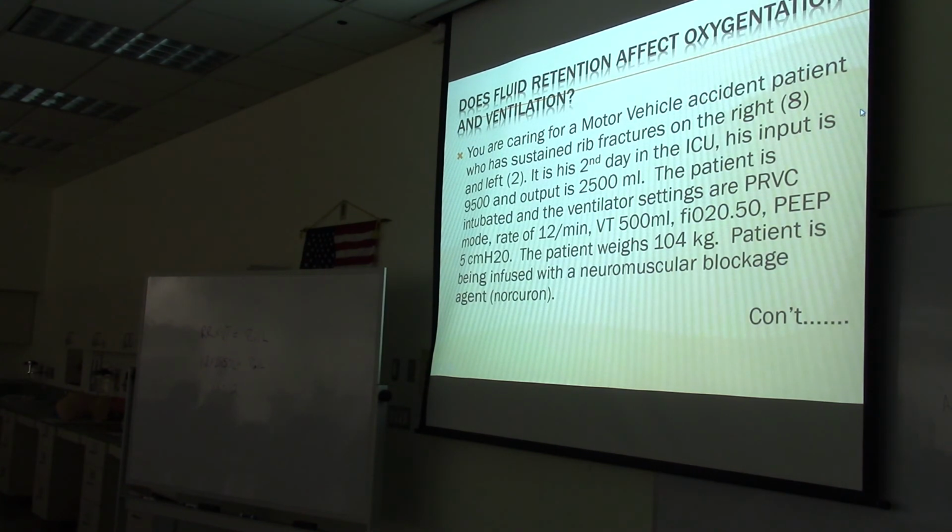Does fluid retention affect oxygenation and ventilation? So you're caring for a motor vehicle accident patient who has sustained rib fractures, 8 on the right and 2 on the left. It is his second day in the ICU. His input is 9,500 ml, output 2,500 ml. The patient is intubated, and the ventilator settings are PRVC with a rate of 12 per minute, a tidal volume of 500 ml, FiO2 is 0.5, and PEEP is 5. Patient weighs 104 kilograms.